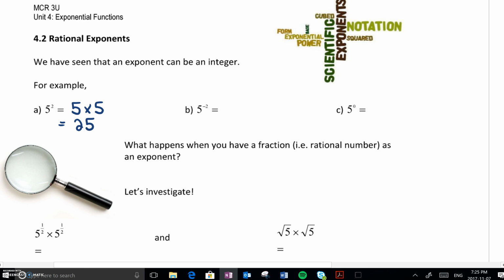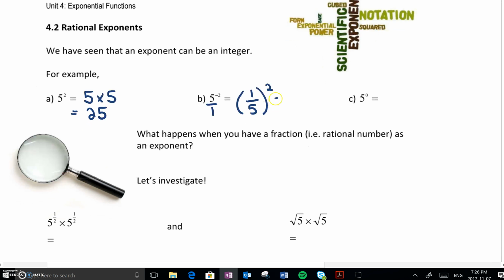We've also seen negative exponents. And when we have negative exponents, we basically create the fraction over 1, and you take the reciprocal of that fraction and make the exponent positive. So what that looks like is 1 over 5 times 1 over 5. I'll leave it in brackets. You don't have to. You could put a times symbol. And that gives you 1 times 1, which is 1, and 5 times 5, which is 25. We've also seen exponents of 0, and anything to the power of 0 will be equal to 1.